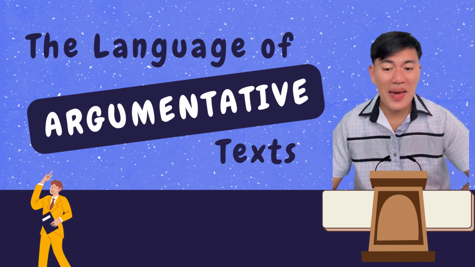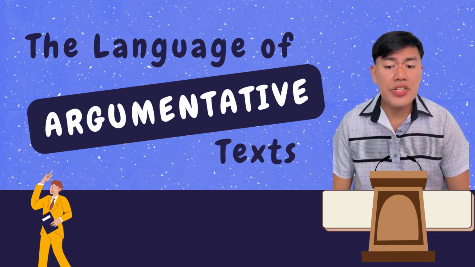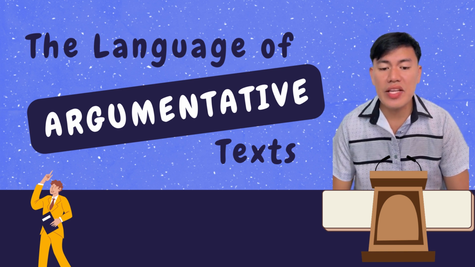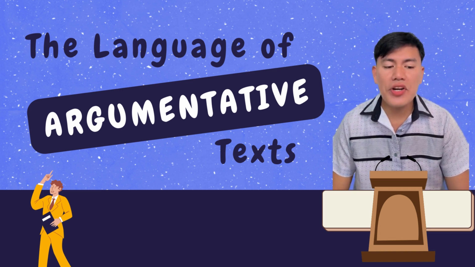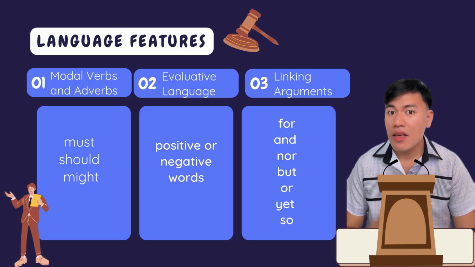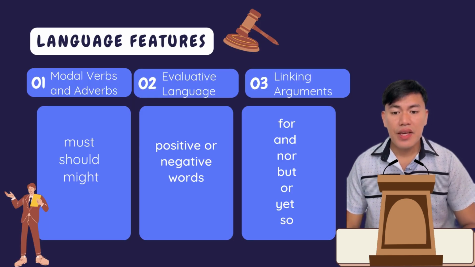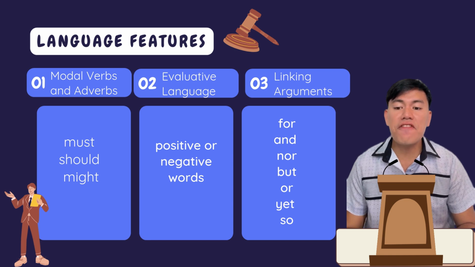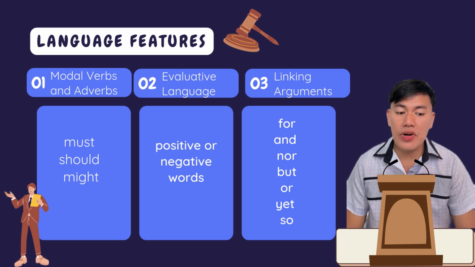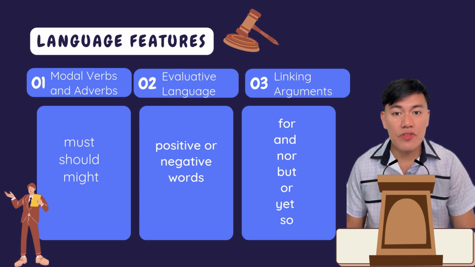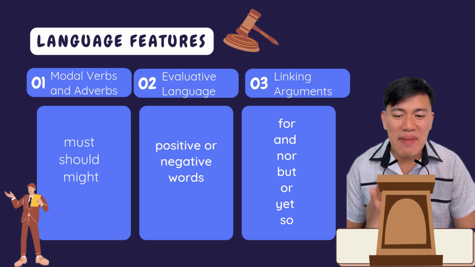In writing an argumentative text, there are words or sentences that writers use to effectively demonstrate opinion, or these are the language features of an argumentative text. First are the modal verbs and adverbs. These can be used to express the different degrees of certainty or modality of your opinions or arguments. Examples of those modals are must, should, and might.